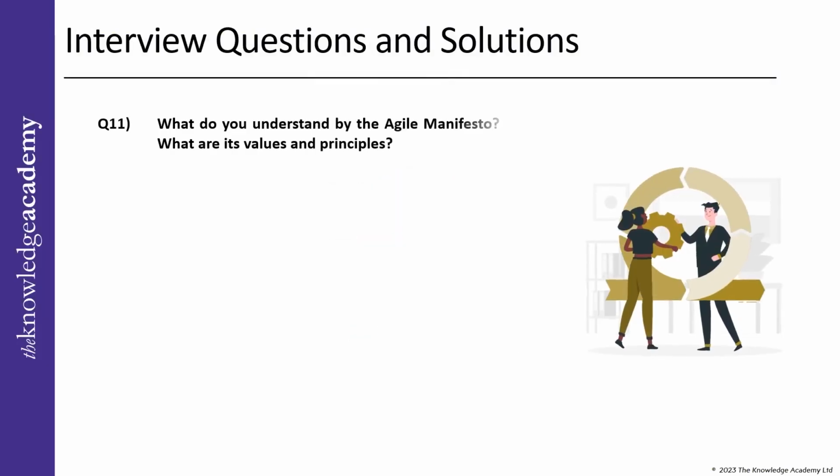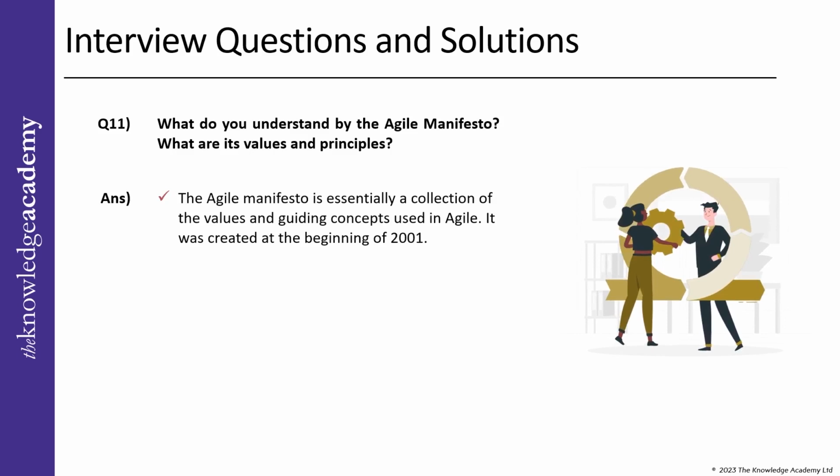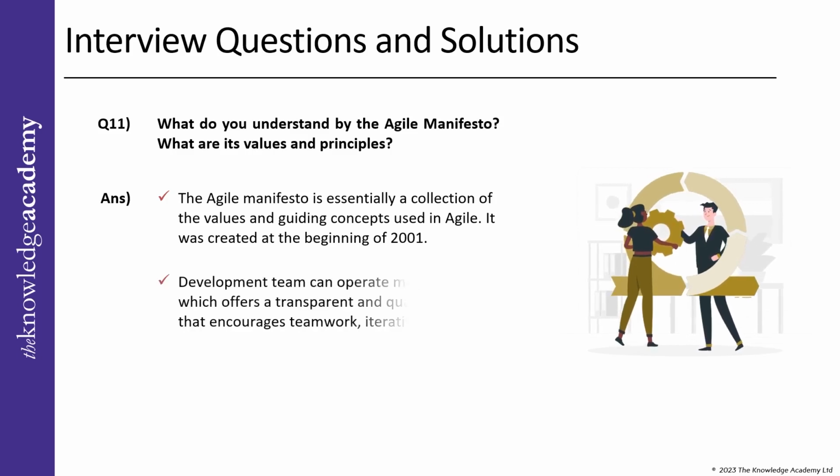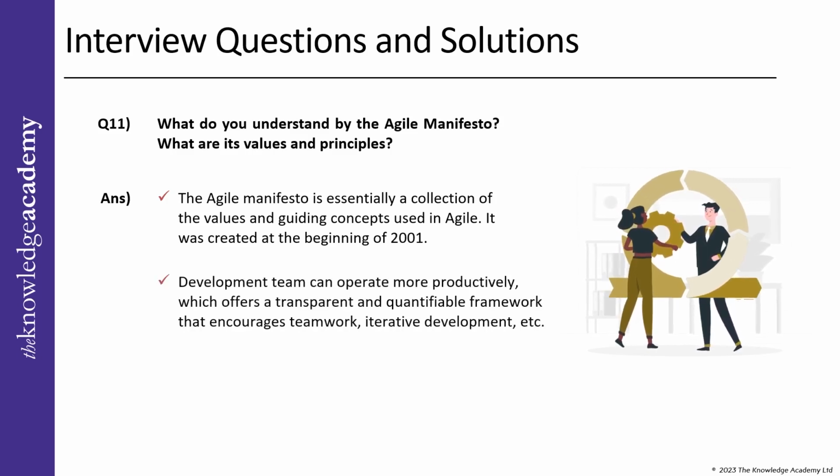Question 1. What do you understand by the Agile Manifesto? What are its values and principles? Answer. The Agile Manifesto is essentially a collection of the values and guiding concepts used in Agile. It was created at the beginning of 2001. It includes 4 core values and 12 guiding principles. The development team can operate more productively, which offers a transparent and quantifiable framework that encourages teamwork, iterative development, etc. It was created specifically to enhance development techniques.